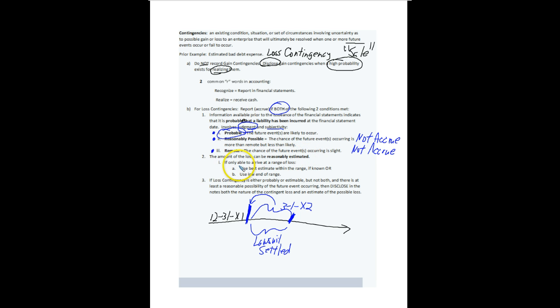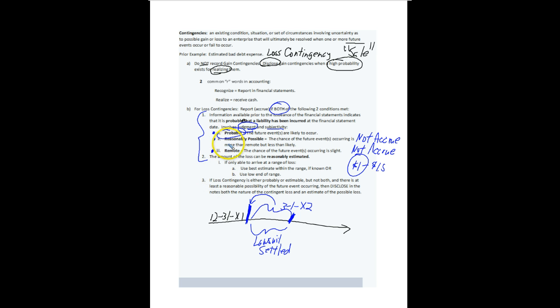Also, if we're only able to arrive at a range, like we may say $1 to $1.5 million, here's what you do. You use the best estimate within the range, maybe 1 million, or maybe 1.2 million, or if that's not known, just use the low end of the range. In my example, if we had a range from 1 to 1.5 million, we would go with the 1 million on the low end. So we will accrue if criteria 1 and 2 are both met.